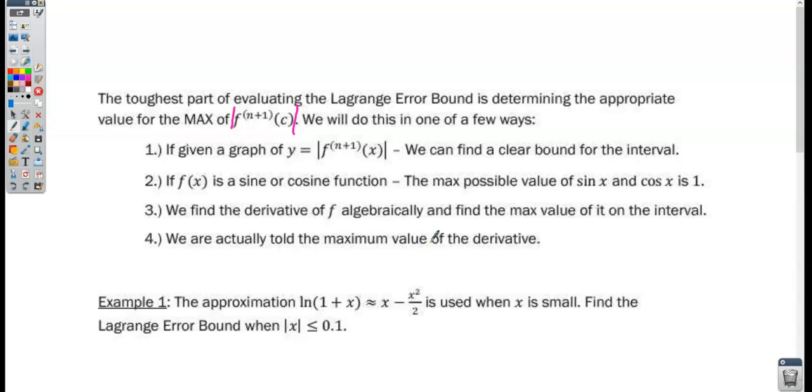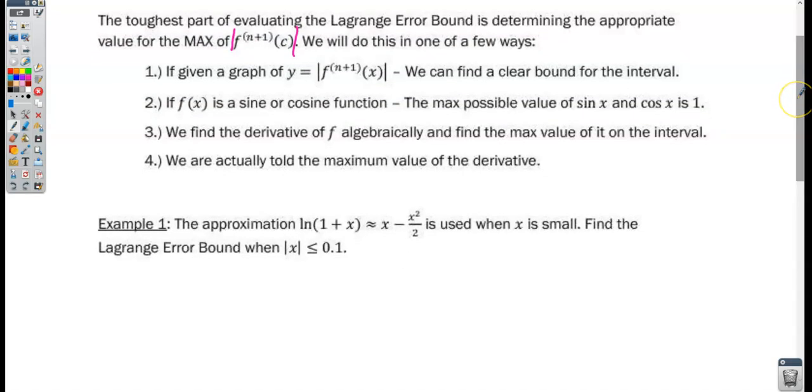Let's go ahead and take our first stab at the Lagrange error bound. The approximation natural log of the quantity 1 plus x, which is approximately x minus x squared over 2, is used when x is small. Find the Lagrange error bound when the absolute value of x is less than or equal to 0.1. So first of all, we need to figure out what error bound we're looking for. Since this is a second degree Taylor polynomial, we're looking for the second degree Lagrange error bound.